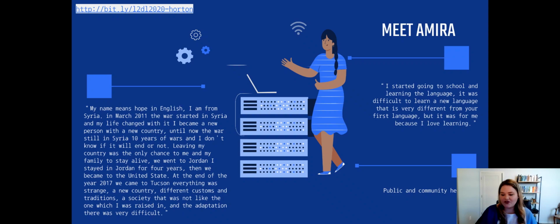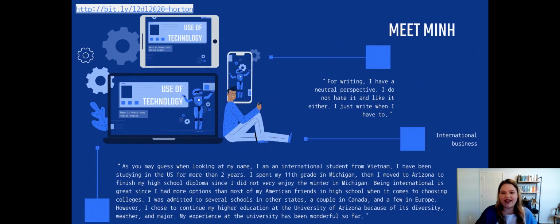And Amira's research was focused on public and community health. The next student is Min, and he is an international student who is very proud of his international identity from Vietnam. He completed his junior and senior year of high school in the United States, and so he felt relatively competent in the US culture and using English, but when it came to writing, he was pretty ambivalent to the practice. He knew that he would have to do it, but didn't particularly enjoy doing it. He did, however, really enjoy his research interest of international business.